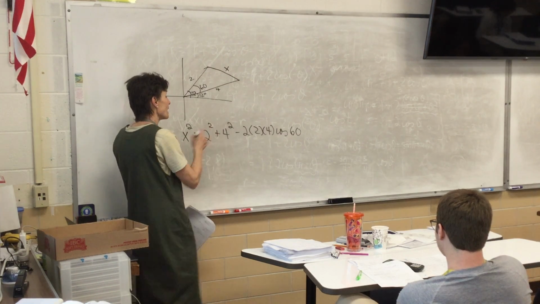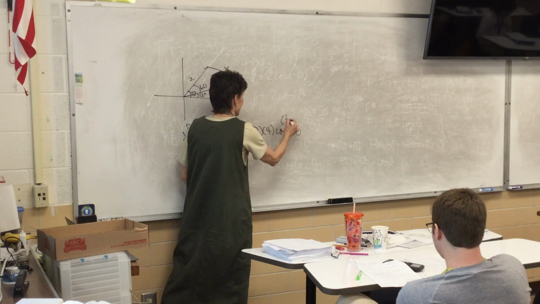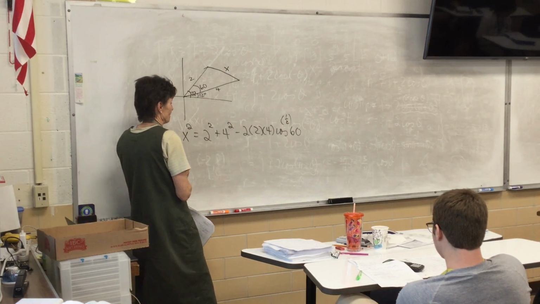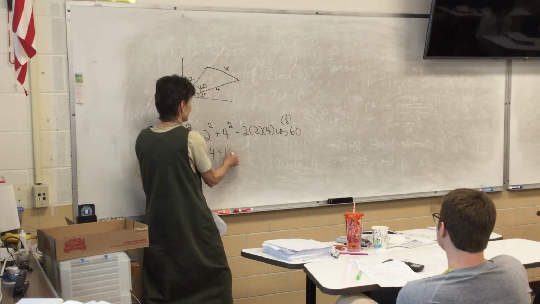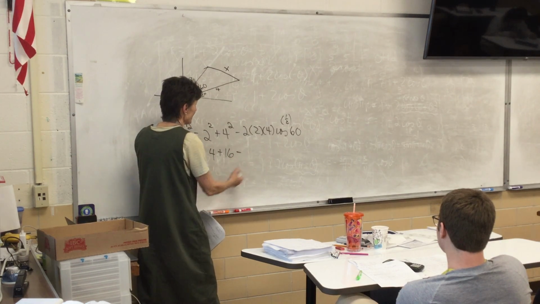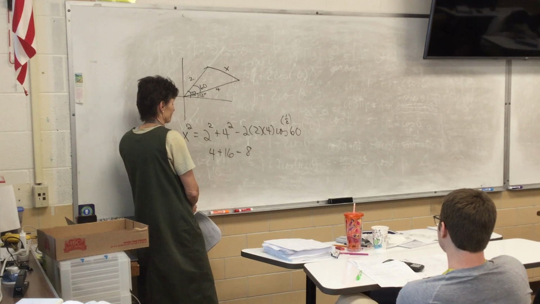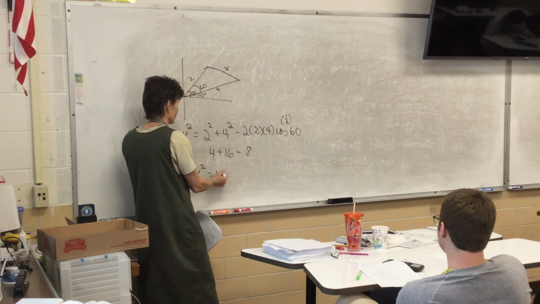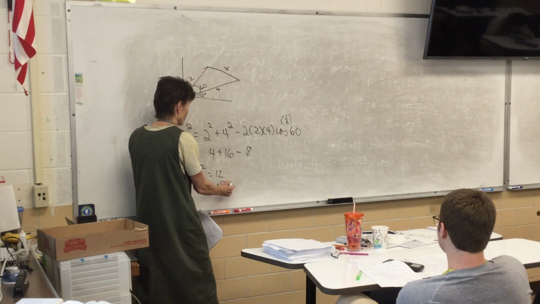And since the cosine of 60 is a half, we have 4 plus 16 minus 8. So x squared equals 12, and x is the square root of 12.